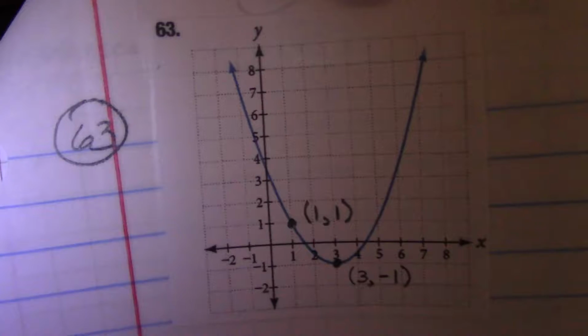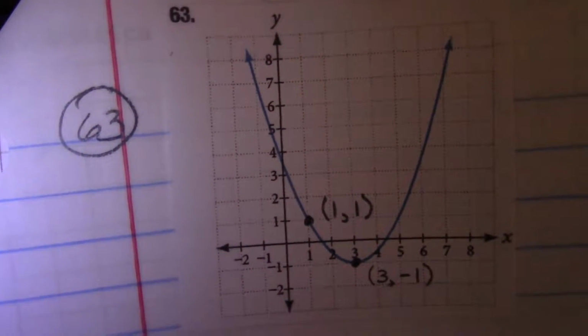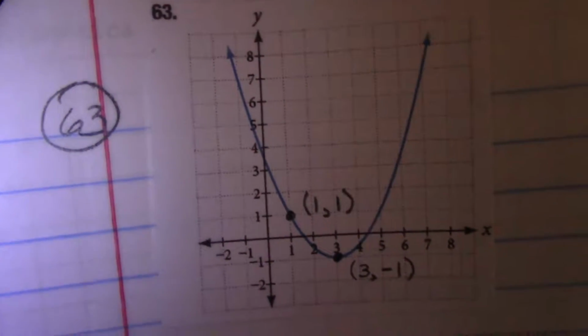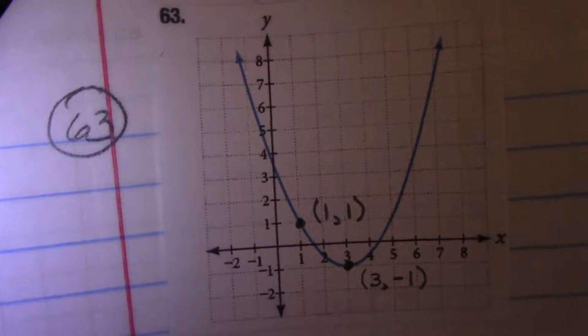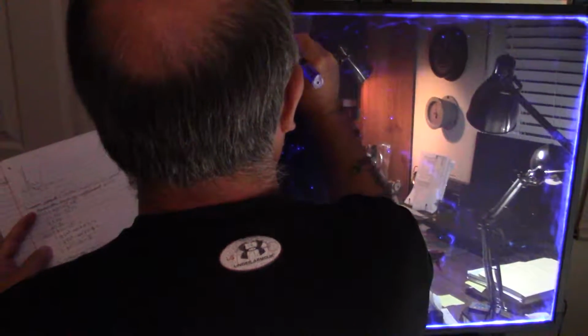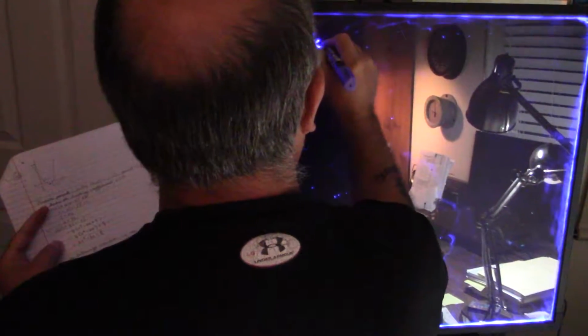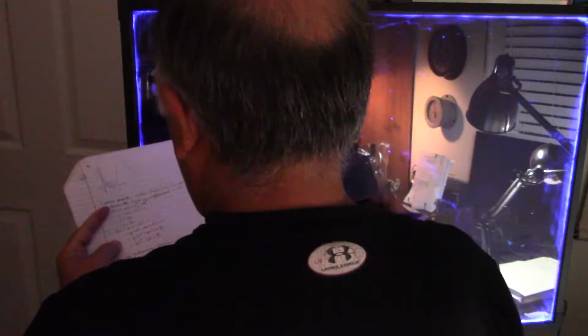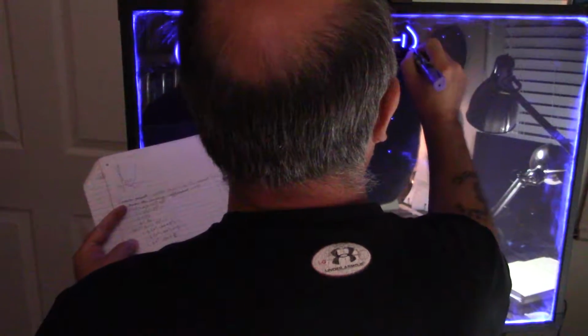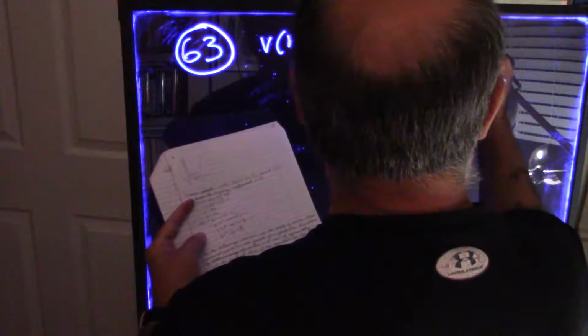Number 63. Here's our graph with points picked. So you need again to find the vertex, and then you need another point on the graph. That's your choice. So mine was 1, 1. So we have our vertex, call it V, HK. And that's 3, negative 1. And another point on the graph, 1, 1.